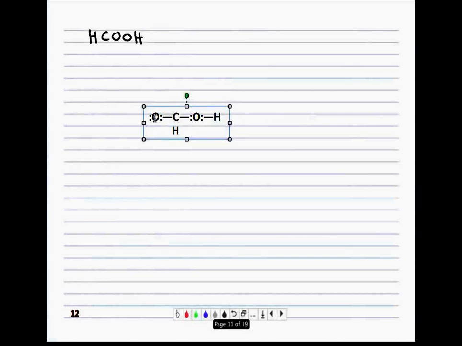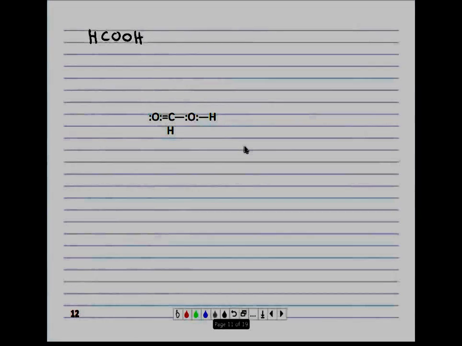So I'm going to put 1, 2, 3, 4, 5, 6, 1, 2, 3, 4. So that's 6, 7, 8, 9, 10. Then I'm going to look at the carbon, and the carbon does not have the octet rule. So what I'm going to do is borrow those 2 electrons, and this is the Lewis structure of formic acid.